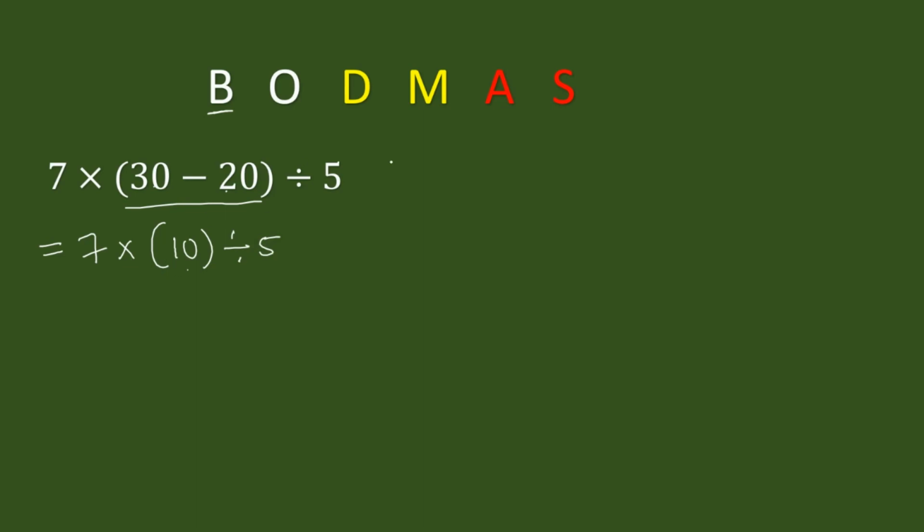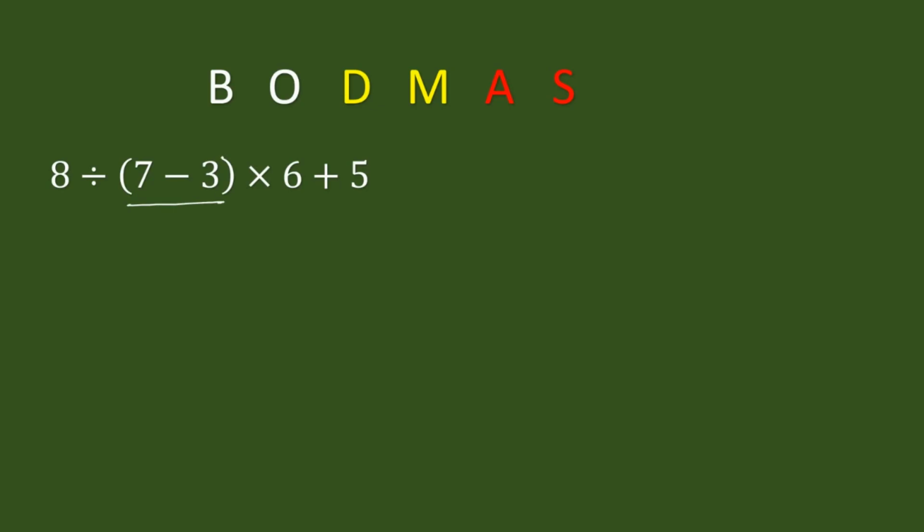Now we have multiplication and division, so we just move from left to right here. So it becomes 7 times 10, which is 70, and then divided by 5. What is 70 divided by 5? We can do short division here. 5 into 7, 1, remainder 2. 5 into 20, that is 4. So 70 divided by 5 is 14.